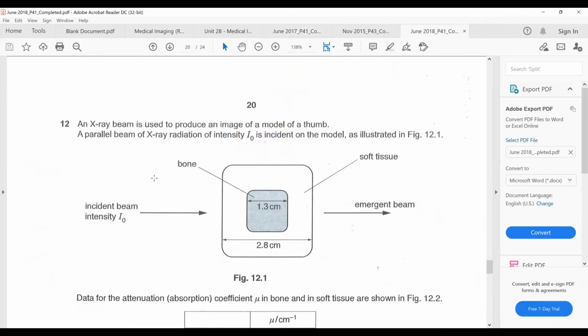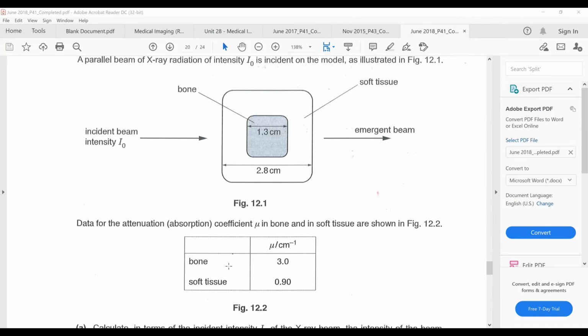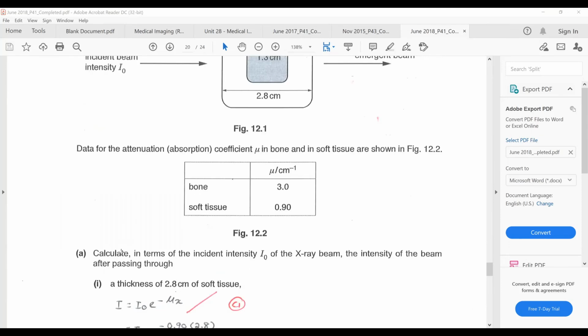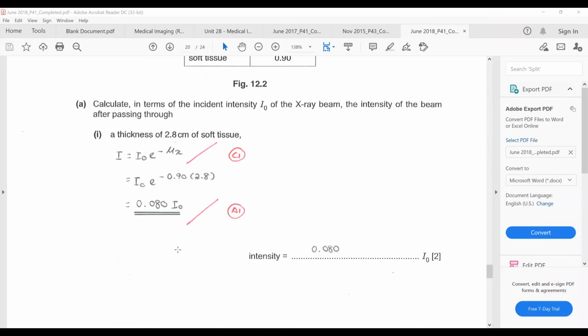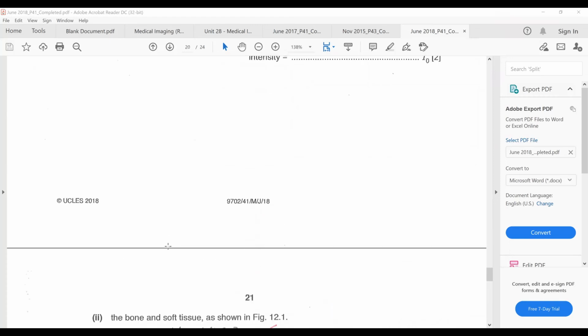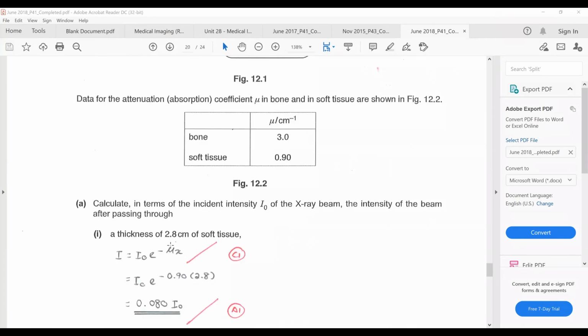Now, an X-ray beam is used to produce an image of a model of a thumb. A parallel beam of X-ray radiation of intensity I naught is incident on the model as illustrated in figure 12.1. Data for the attenuation coefficient mu of bone and soft tissue are shown here. Calculate, in terms of the incident intensity I naught of the X-ray beam, the intensity of the beam after passing through the thickness of 2.8 centimeter of soft tissue, and bone and soft tissue. This one you can just quickly do.